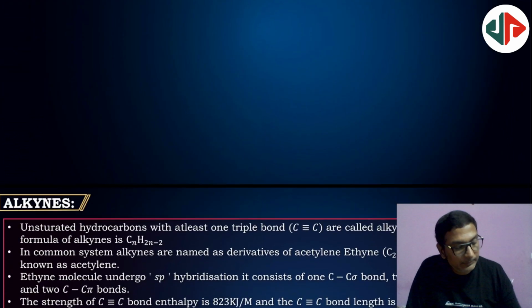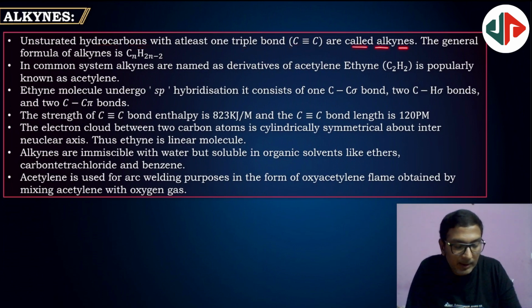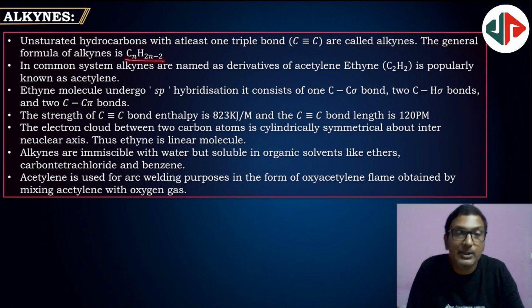Next, alkynes. Unsaturated hydrocarbons with at least one triple bond are alkynes. General formula CnH2n-2. So, alkynes are derivatives of acetylene. Therefore, these are known as acetylenes. Hybridization of carbon is sp. Next, 1 sigma, 2 pi bonds.